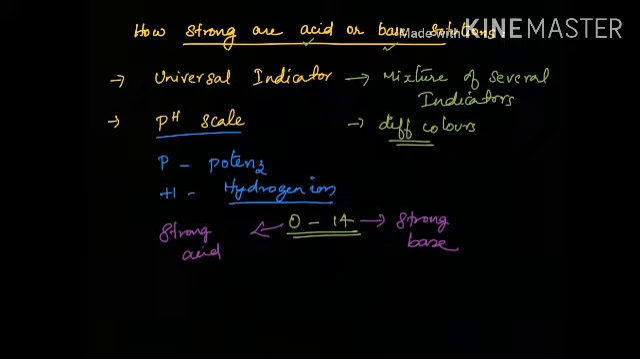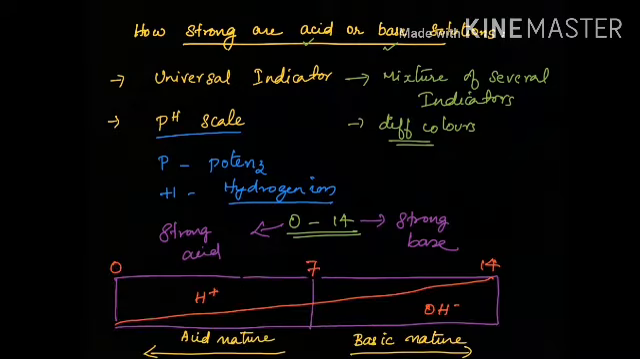Now we can see what the scale is. This is a typical representation of a pH scale. As I told you, it has a scale between 0 and 14. At the middle, at the center part, I have marked this 7.